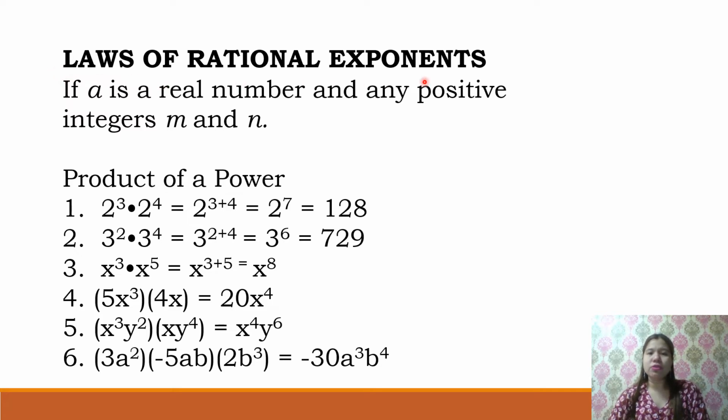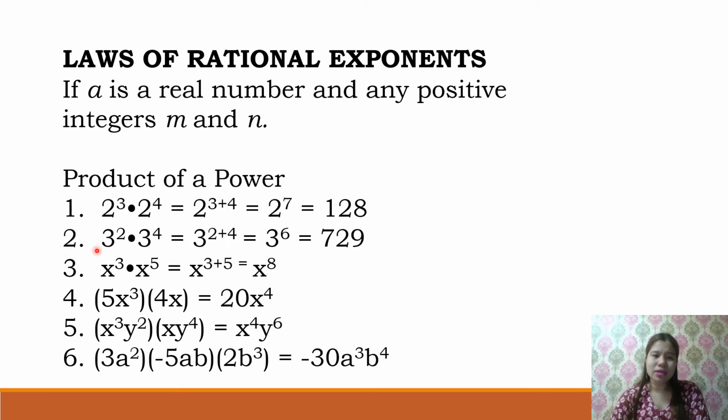The laws of rational exponents. If a is a real number and m and n are any positive integers, we have here the product of a power. 2 raised to 3 times 2 raised to 4 is equal to 2, and then we add the exponents. So, 3 plus 4 is 7. That is why it became 2 raised to 7. Now, we have to multiply 2 by itself 7 times. So, we have 2 times 2 is 4, times 2 is 8, times 2 is 16, times 2 is 32, times 2 is 64, times 2 is 128.